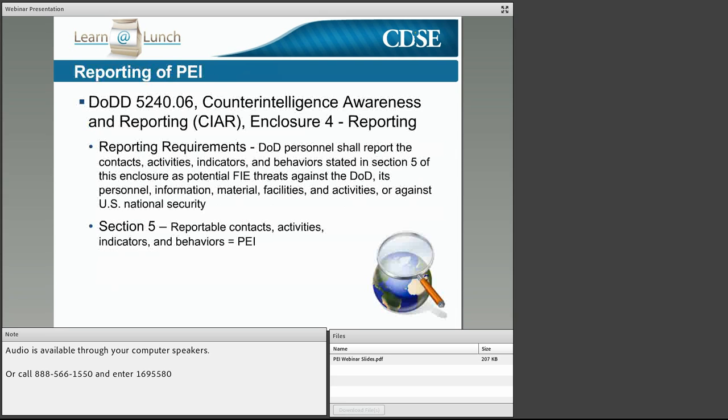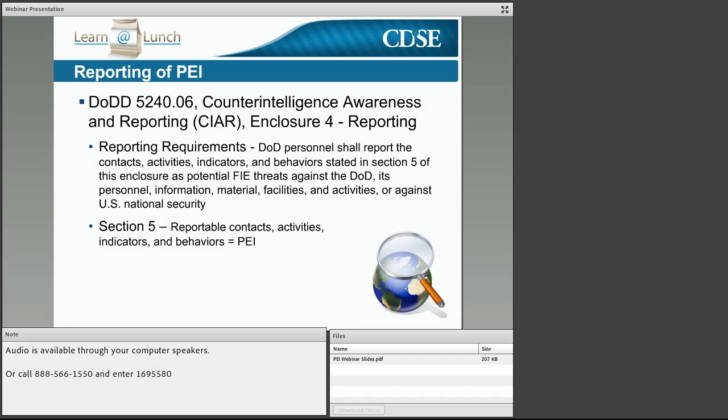DoD Directive 5240.06, Enclosure 4 states, DoD personnel shall report the contacts, activities, indicators, and behaviors stated in Section 5 of this enclosure as potential FIE threats against the DoD, its personnel, information, material, facilities, and activities, or against U.S. national security. Section 5 lists reportable foreign contacts, activities, indicators, and behaviors, including many of those we have already discussed as PEI. DoD personnel who fail to report information as required in Section 5 may be subject to judicial or administrative action or both pursuant to applicable law and regulations.